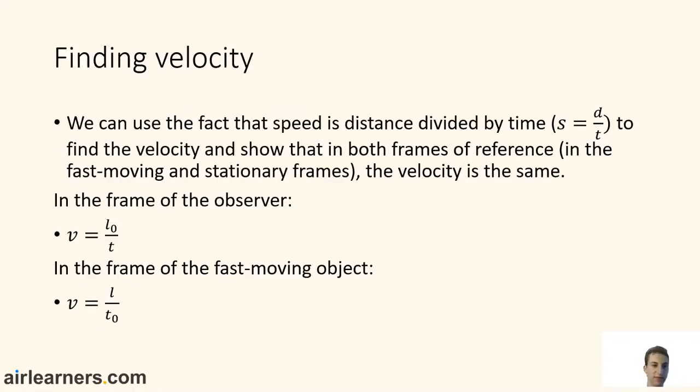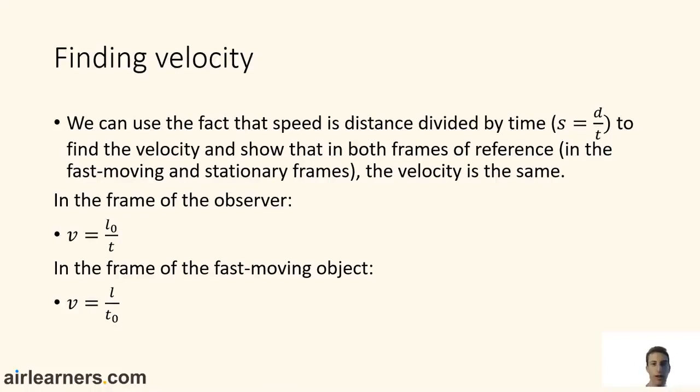Finding velocity. We can use the fact that the speed is the distance divided by time. That's just something you should know even from maths, not necessarily physics. To show that in both frames of reference, in both the fast-moving and stationary frames of reference, the velocity is the same, we have these 2 points here. In the frame of the observer, we have the proper length divided by the time, and in the frame of the fast-moving object, we have the contracted length divided by the proper time.